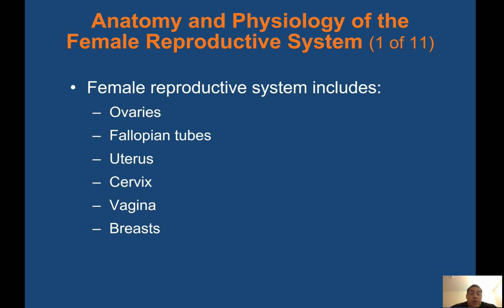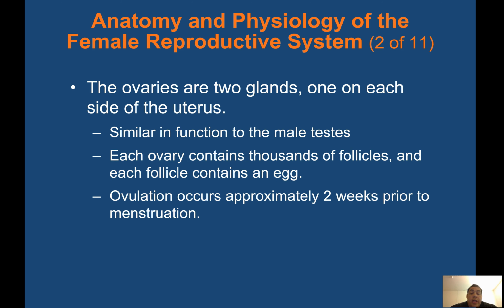Anatomy and physiology of the female reproductive system. The female reproductive system includes ovaries, fallopian tubes, uterus, cervix, vagina, and breasts. The ovaries are two glands, one on each side of the uterus, similar in function to the male testes. Each ovary contains thousands of follicles, and each follicle contains an egg. Ovulation occurs approximately 2 weeks prior to menstruation.